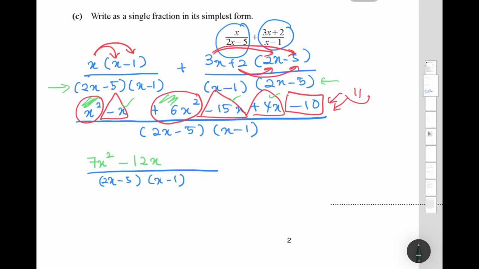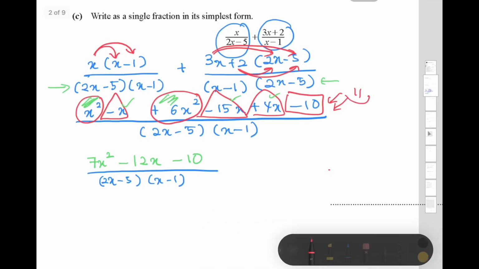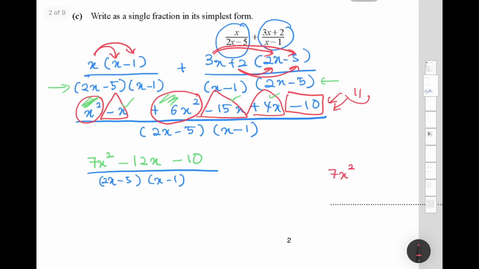And then you only have one number family, so you put it there. Done. So the final answer for this is 7x squared minus 12x minus 10 over, open brackets, 2x minus 5, and another one is x minus 1. Done.